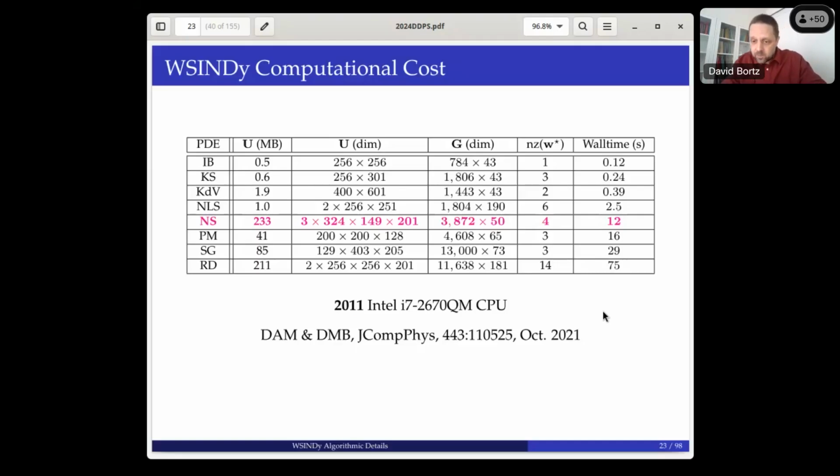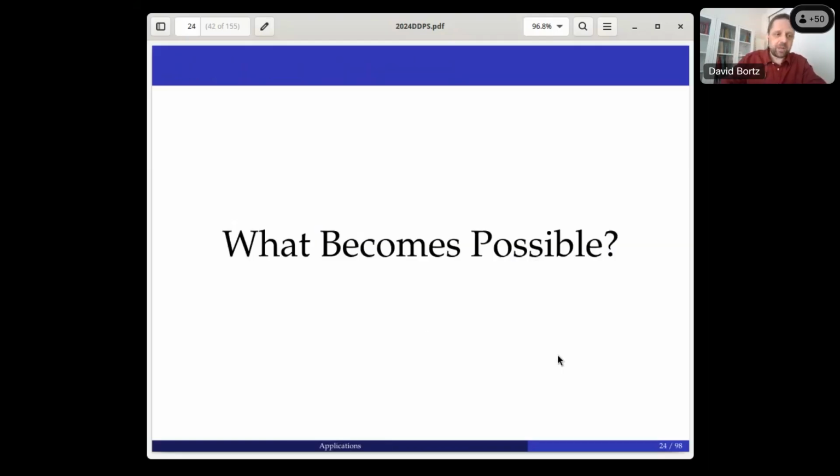So, okay, that's all in the Journal of Computational Physics article. And again, what in the world do you mean by comparison? If you're trying to do some AIC type comparison, you have to propose all different combinations of methods and solve those PDEs. This is a completely different way to think about model discovery. Okay, so what becomes possible?